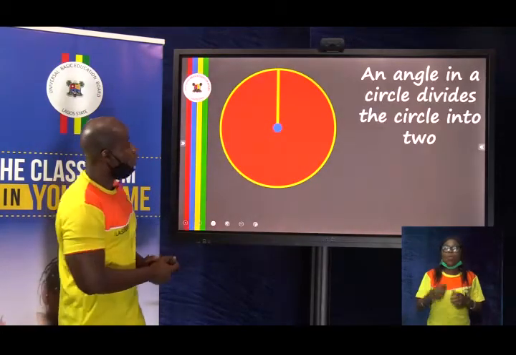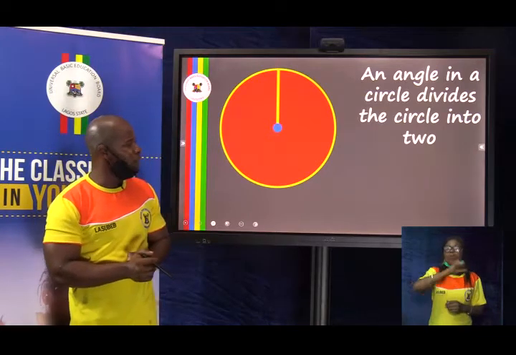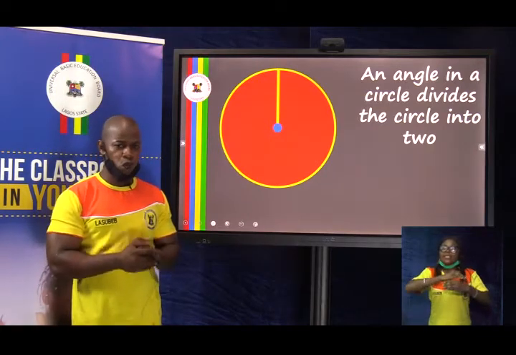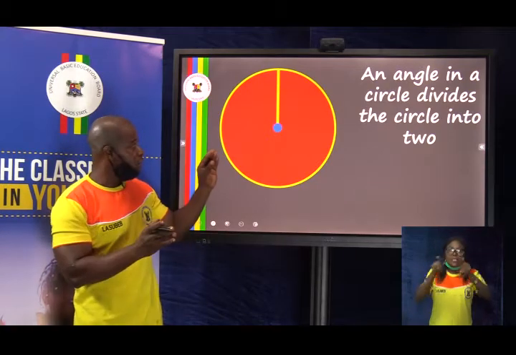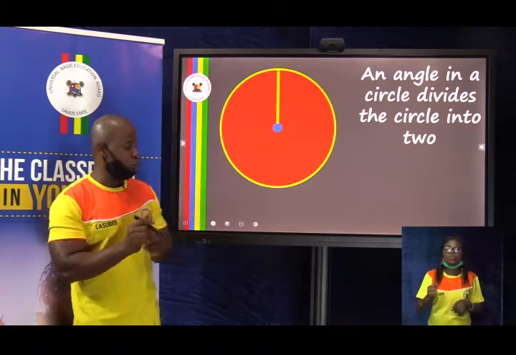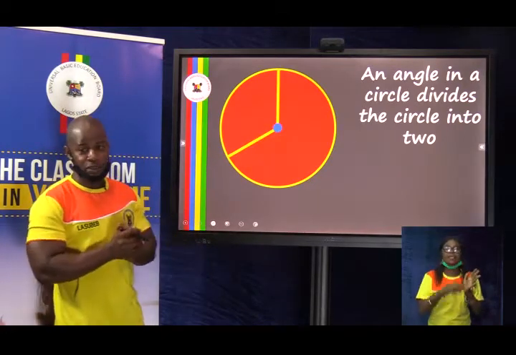So what's this diagram telling us? An angle in a circle divides the circle into two. Remember when we were studying angles, usually I use the circle to demonstrate angles to you. So this is an angle in a circle.